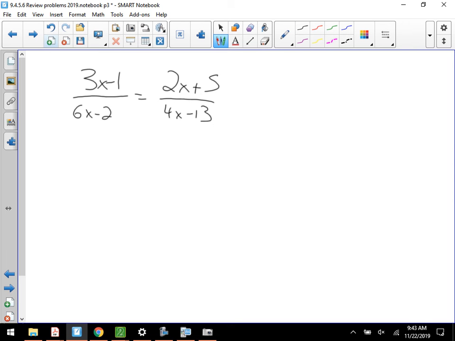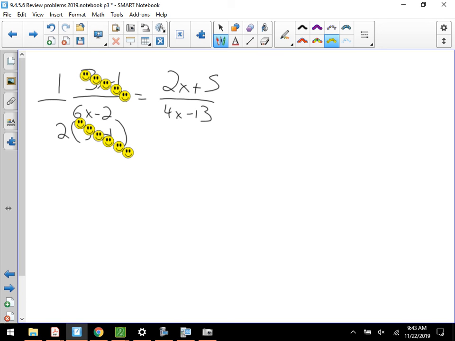Right away, I noticed something as I was writing this down. I can take out the 2 here, and this becomes 3x minus 1, which means I can do a very fast... No. But what's that numerator become? 1. Don't forget that. Okay?